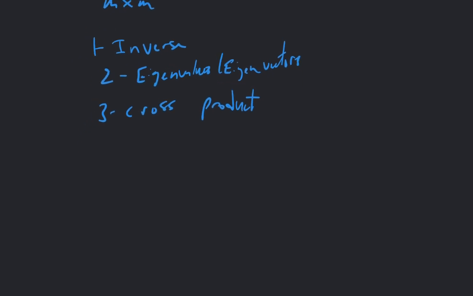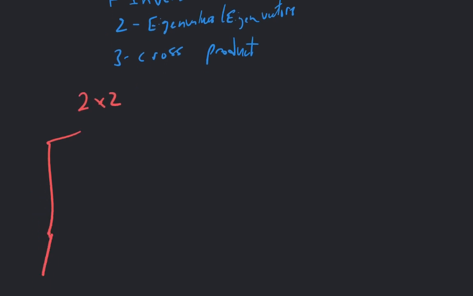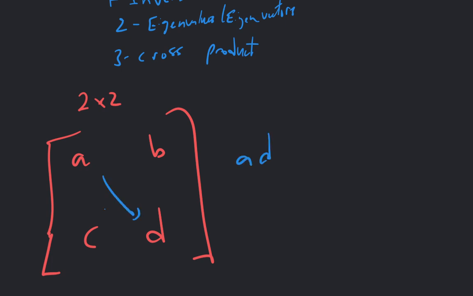So how do you find a determinant? The easiest case is a 2 by 2 matrix. Let's say we have entries A, B, C, D. Actually, let's make that a little bigger. So to define the determinant, we multiply A by D, and then we subtract CB, and that's known as the determinant of this matrix.